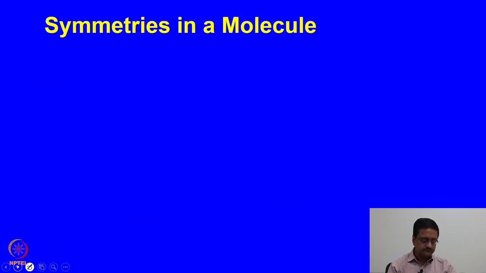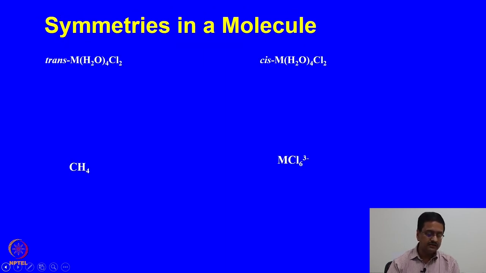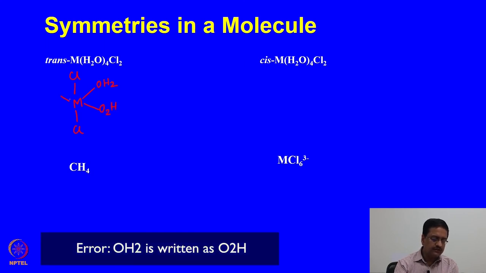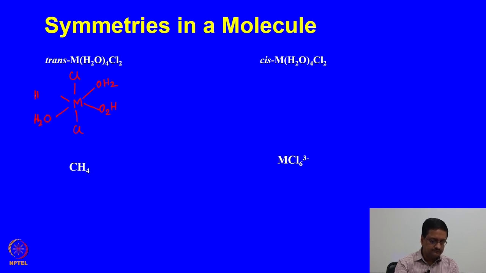So, when we try to do that, we have a few other molecules which I would like you to do yourself. I am going to only draw the molecules for you to try to find out the symmetry elements present in those. Trans dichloro tetraaqua complex, so like metal, Cl and Cl above and below, and then you can have water molecules. You may be wondering why I am writing the water molecule as OH2 on one side and as H2O on the other side. It is a convention to write like this to identify that the bond is through oxygen. And this is the trans M(H2O)4Cl2, and the corresponding cis we should write here.